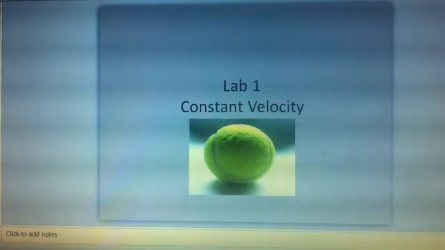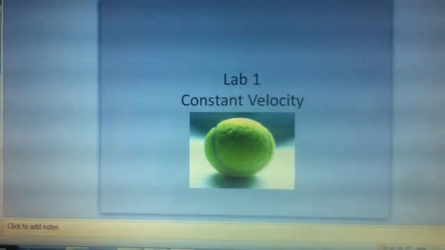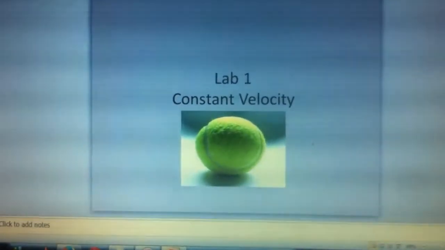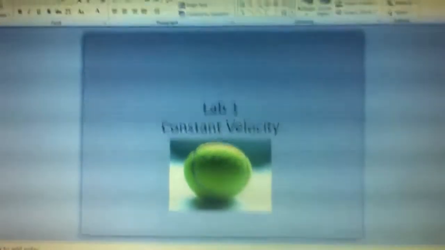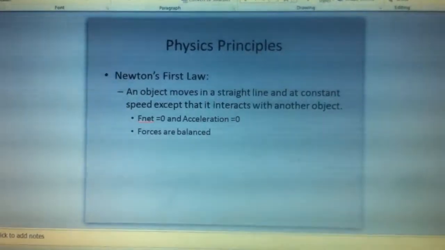This week's lab, we had to record, observe, and analyze an object with constant velocity. I chose to observe a tennis ball being rolled across a table as my object in motion. There are two main physics principles present in this experiment. The first being Newton's first law.